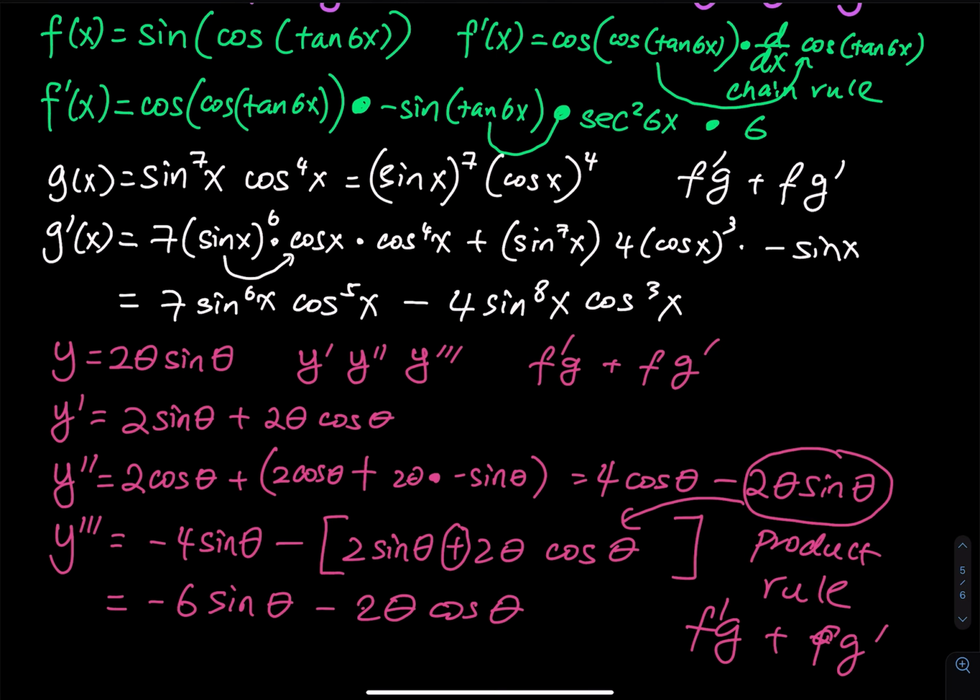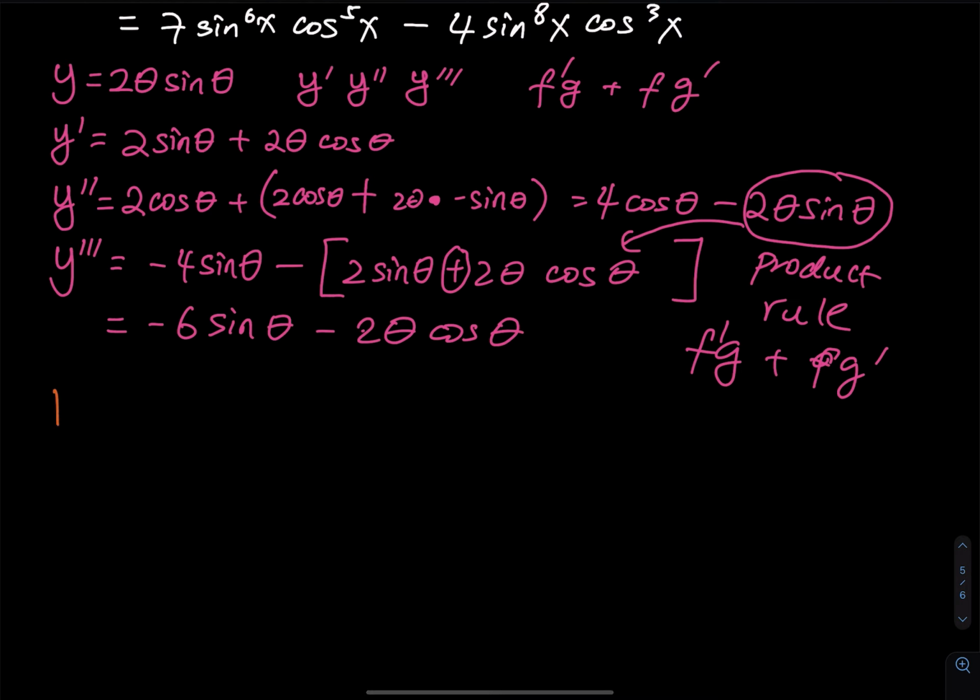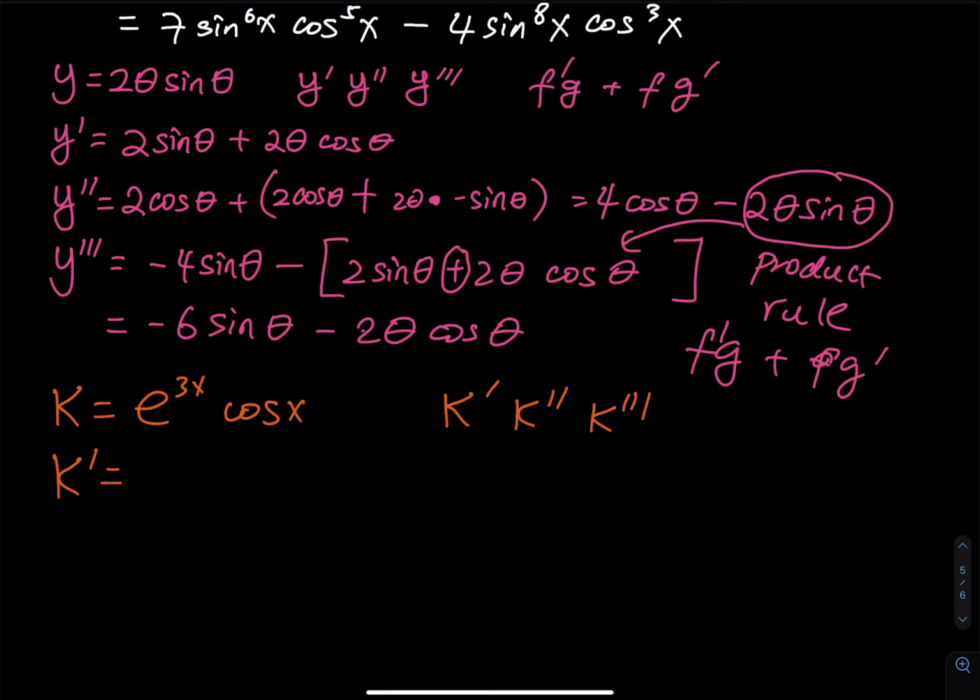Let's pick a different color for number 4. So number 4, I have K equals e to the 3x cosine x, and I want to find the first derivative, second, and third. So first, e to the 3x times 3 cosine x, and then the derivative of cosine is sine, that will just make this plus become a minus. So we have e to the 3x and then sine of x. So that is the first derivative.